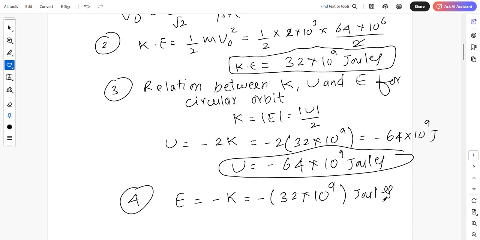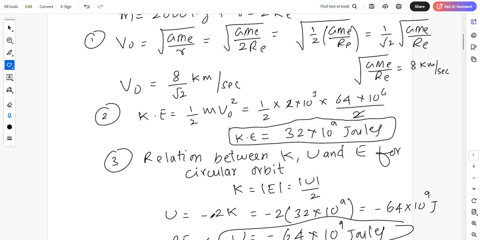Therefore, E will be equal to how much? E is equal to minus 32 into 10 to the power of plus 9 joules. Okay, that is the mechanical energy. This is the potential energy. This is the potential energy. This is the total energy or mechanical energy.